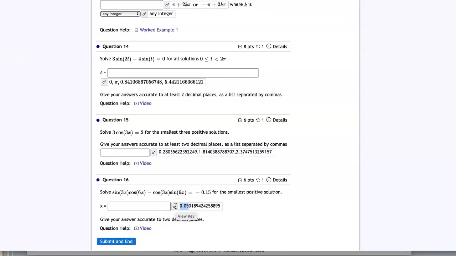Okay, so that's the whole test except for the proof. So I'm going to post another video that's focused solely on how to do the proof problem.